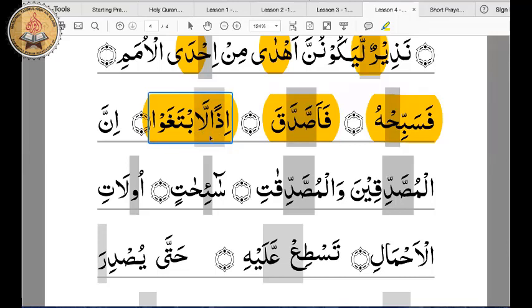So make the sound lab, not lub, but vibrate a tiny bit. Lab.